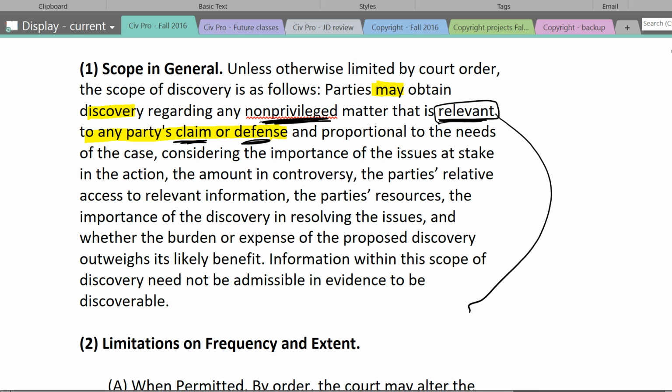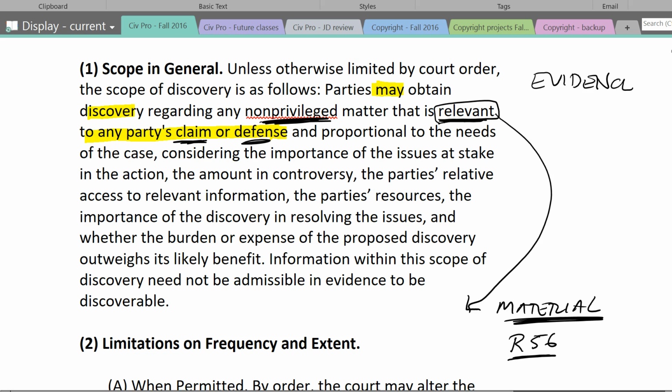Well, relevance is sometimes also used interchangeably with the word material, and you might recall the word material from FRCP 56, and the standard for summary judgment is that summary judgment is appropriate when there is no genuine dispute as to any material fact, and the moving party is entitled to judgment as a matter of law. Well, material and relevant essentially mean the same thing. This is something you're going to discuss more in greater detail in your evidence course, but it bears brief mention here. Information is relevant if it makes something that's legally important to a claim or defense more or less likely, right?